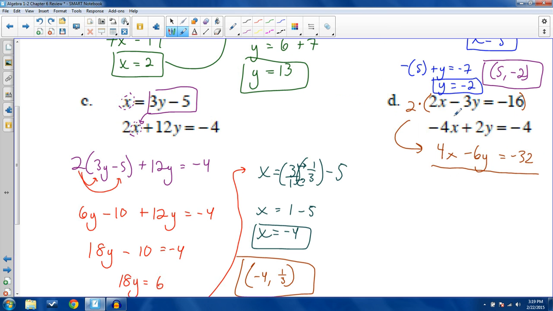Okay. Negative 4x plus 4x is 0. We have eliminated. That's what we wanted to go for. 2y minus 6y is negative 4y. Negative 4 minus 32 is negative 36. And we get y equals 9 when we divide both sides by negative 4.